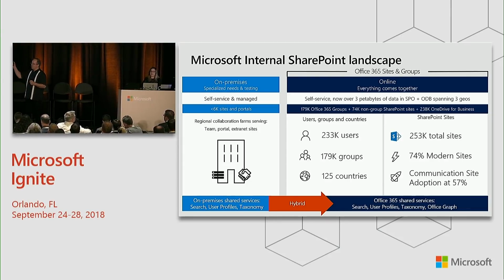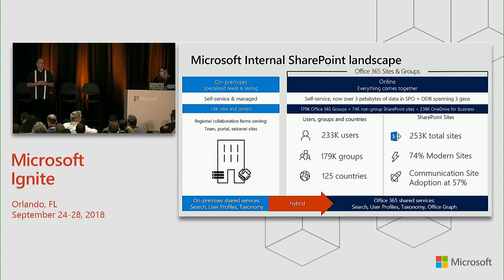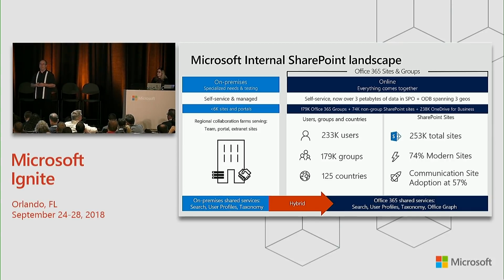So modern sites have been a great success, but communication sites in specific are excellent as well. So you can see about 57% of all of our publishing type sites are now communication sites. And so your average user, your average small to medium sized team has really been adopting in a big hurry. Now, that number could be bigger. So why isn't it bigger?